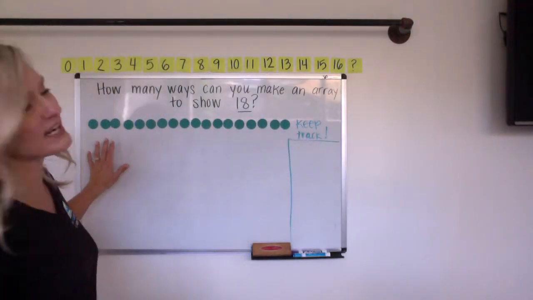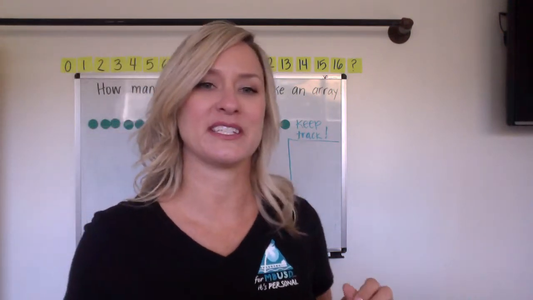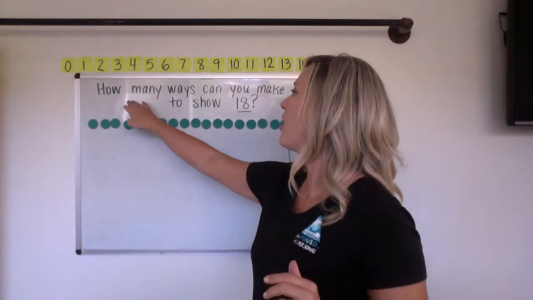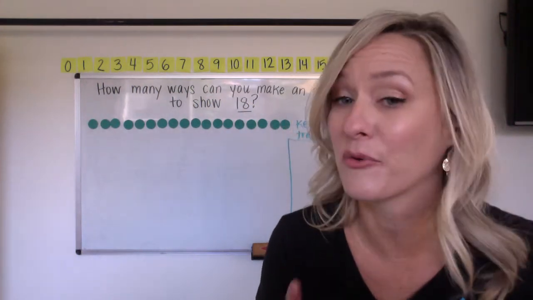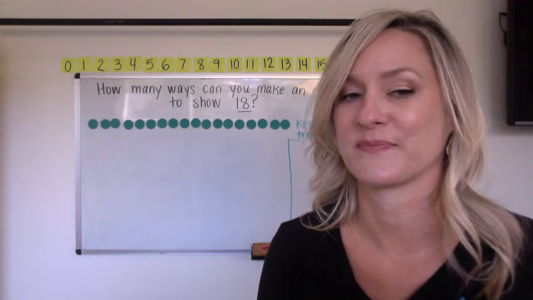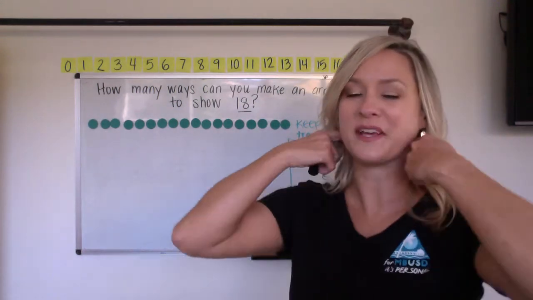Fourth graders, it's Mrs. Compton, and today we're going to look at how we can arrange arrays to find all the factors of a number. So here I have 18 small circles laid out. We are going to find all the ways that we can arrange the number 18 in an array to find the factors.